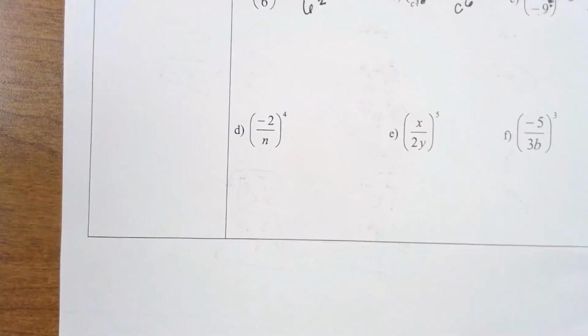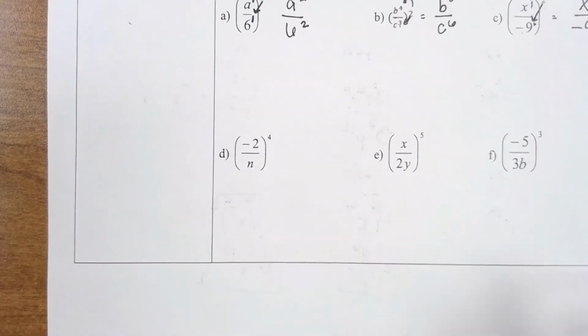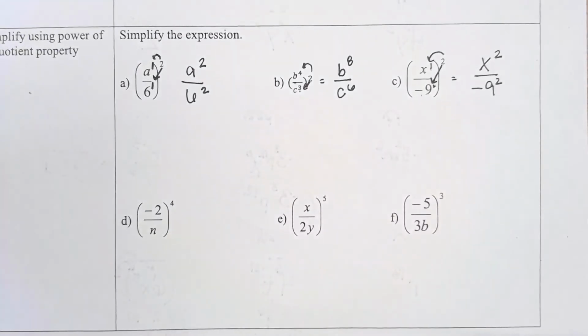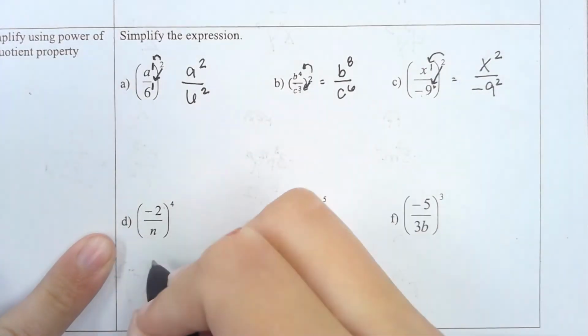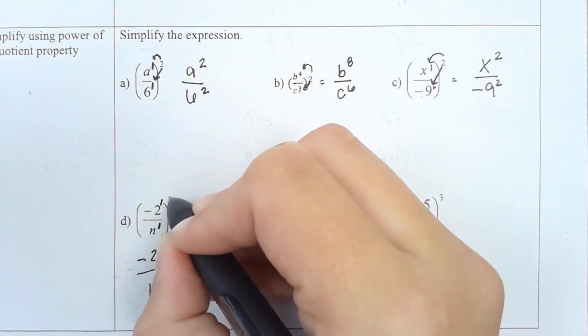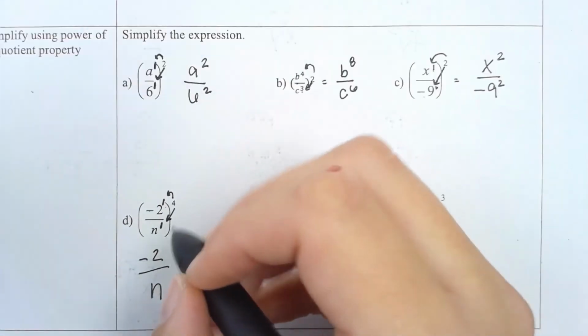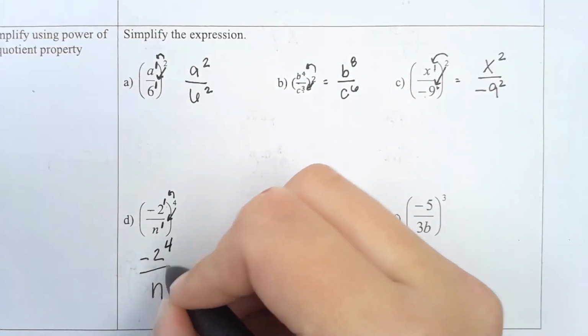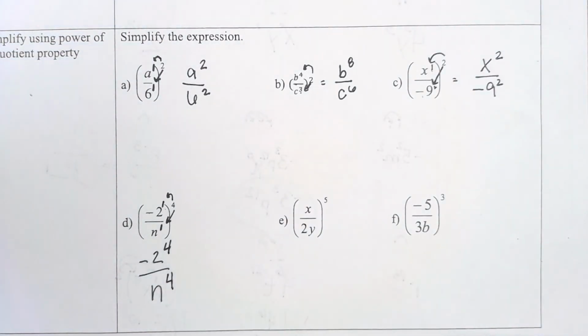All right, so how about you guys go ahead and do D and see if you get the right answer or not. All right, so you guys should be done with D. If you're not, pause the video, but I'm going to go ahead and give the answer. So you cannot do anything with -2 and n, so you should have left -2 in the numerator and left n in the denominator. And then you are just multiplying your 4 times their exponents. So since they didn't have exponents, you put 1s there. And then your 1 times 4 is 4. 1 times 4 is 4. So you should have had -2 to the 4th over n to the 4th.